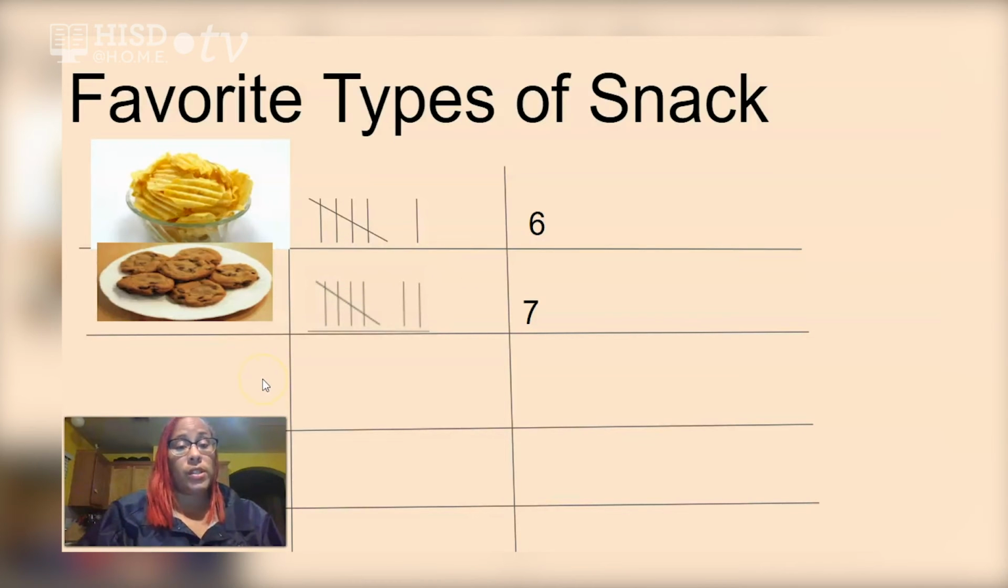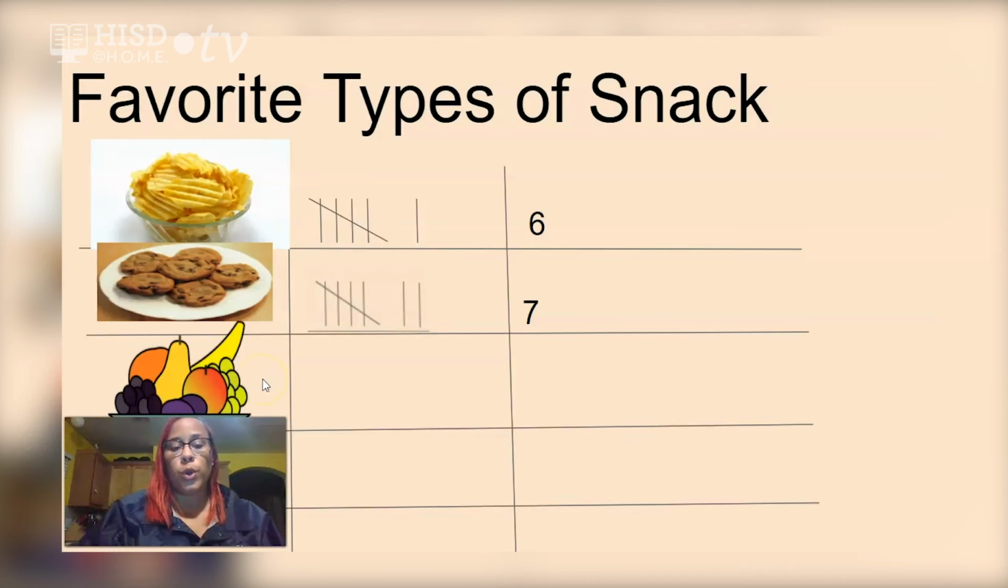And the last choice, boys and girls, was fruit. Do you remember how many students chose fruit as their favorite type of snack? 5. 5 students chose fruit. 1, 2, 3, 4, 5. So now that I picked my topic, I came up with the choices, and I organized my data. How can I use this data to create a pictograph?